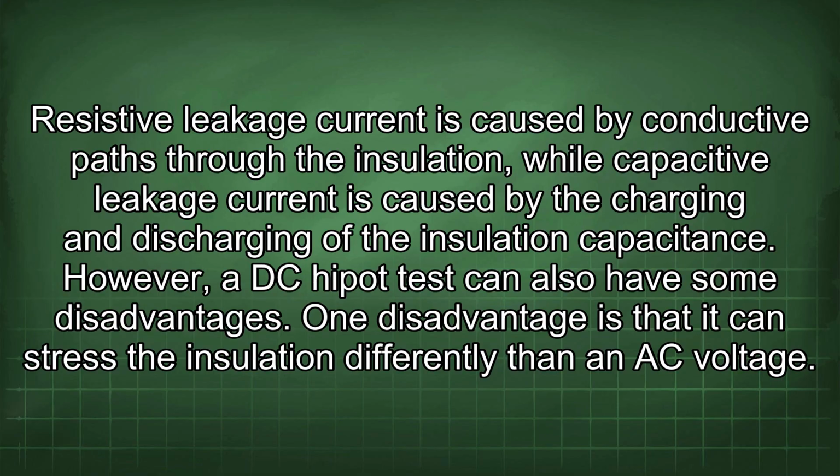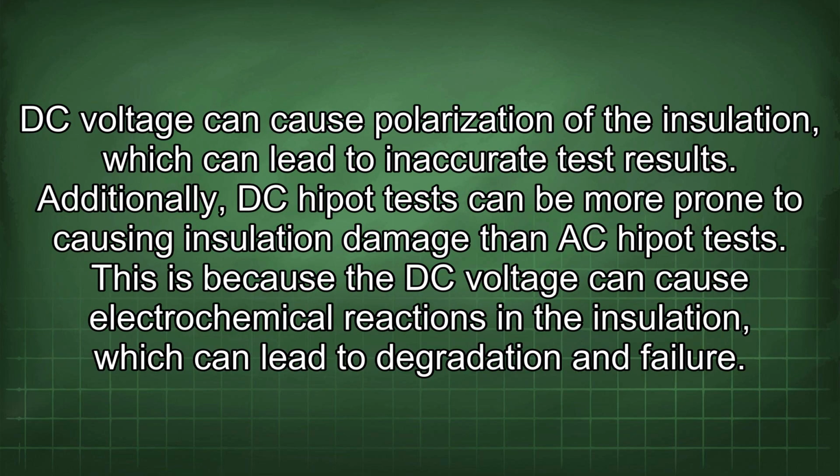However, a DC Hipot test can also have some disadvantages. One disadvantage is that it can stress the insulation differently than an AC voltage. DC voltage can cause polarization of the insulation, which can lead to inaccurate test results. Additionally, DC Hipot tests can be more prone to causing insulation damage than AC Hipot tests. This is because the DC voltage can cause electrochemical reactions in the insulation, which can lead to degradation and failure.